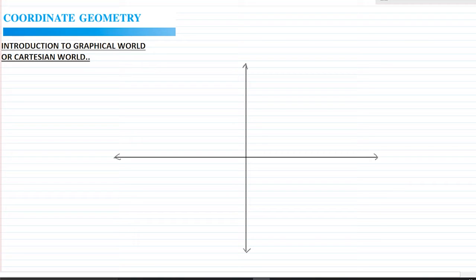In a graph there will always be four parts or four lines. The topmost part will be the y axis, and this is the x axis. This line and the point where they intersect, all these are called axes. So this is our x axis. The opposite part of the x axis after the origin is the x dash axis, and this is our y dash axis.